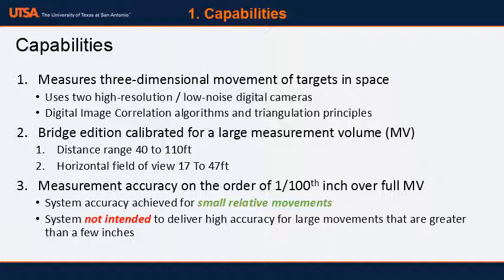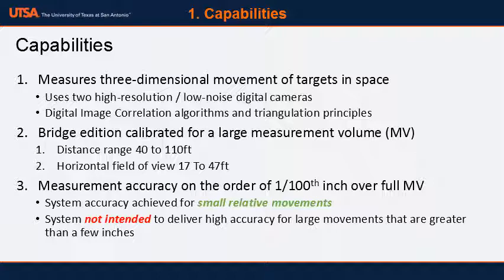So the main output of the system is the 3D spatial coordinates of targets that are selected by the user on the structure they're considering. In the bridge edition, it is calibrated to a relatively large measurement volume, so this system can work from very small scales at the material scale levels, so small coupons, and can be used at very large scales also, at the bridge, a complete bridge level.